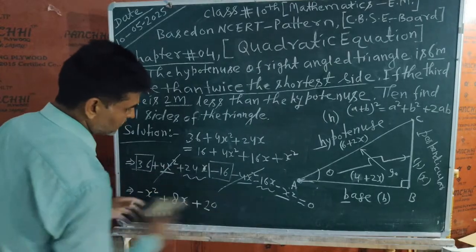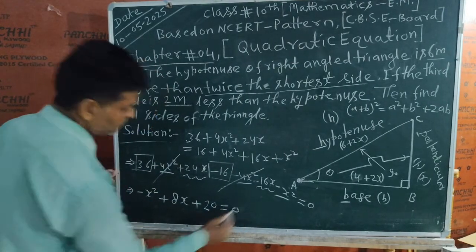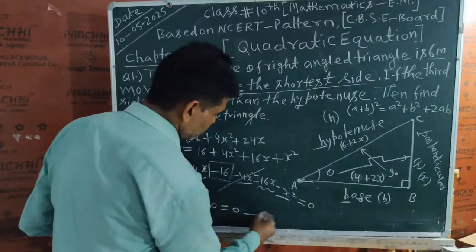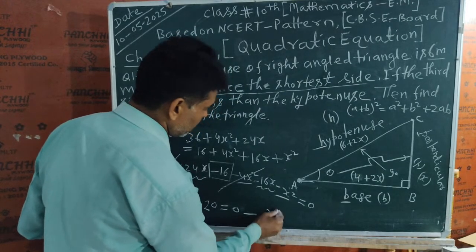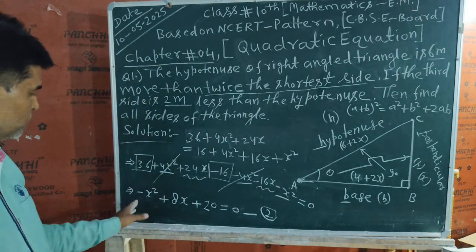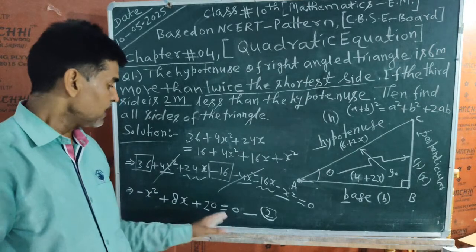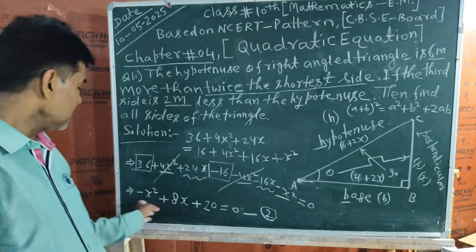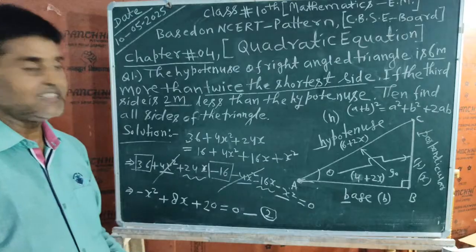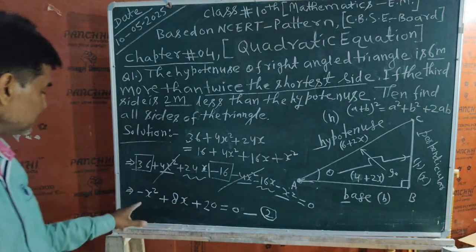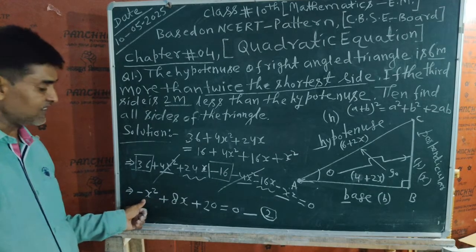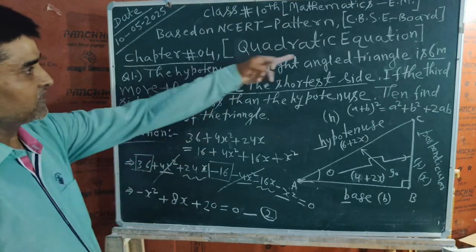Now further I write one statement: multiplying with minus sign on both sides. I will call this equation number 2, because equation number 1 I have assumed before. Okay, student. So in equation number 2 I will multiply with minus 1 on both sides, and I will simplify it. After simplifying, I will get a standard quadratic equation, because here the coefficient of x square is minus 1.